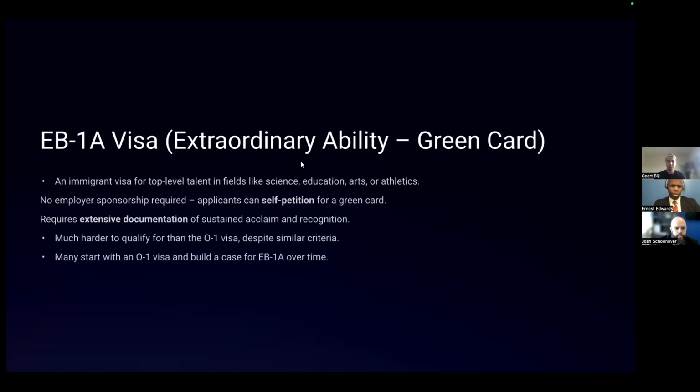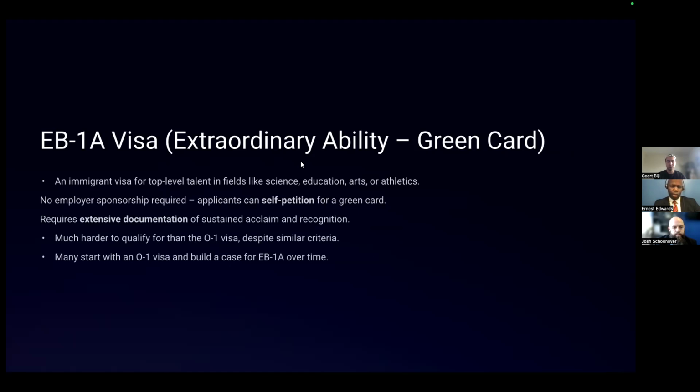And then there's the EB-1A visa, which is for extraordinary ability. This is very similar to the O1 visa as we discussed earlier. This is for top talent in fields such as science, education, or athletics. For this, you don't need an employer. You can self-petition for a green card. However, this requires extensive documentation of sustained acclaim and recognition.